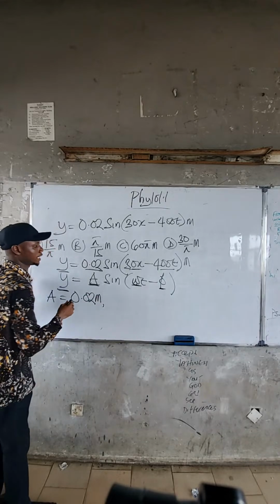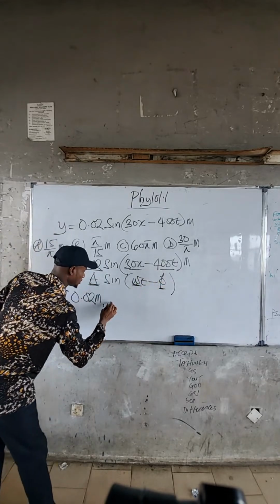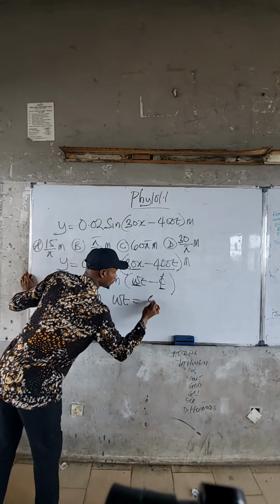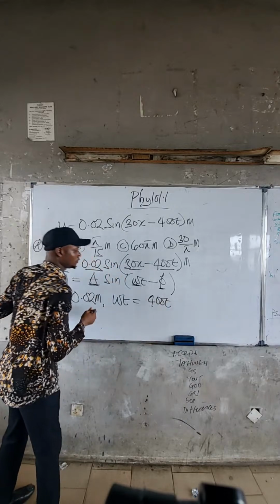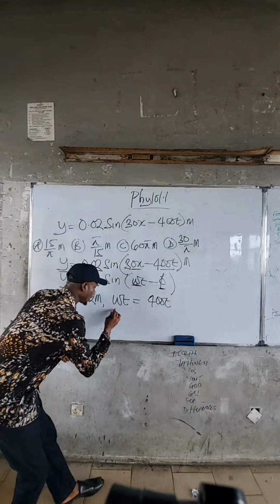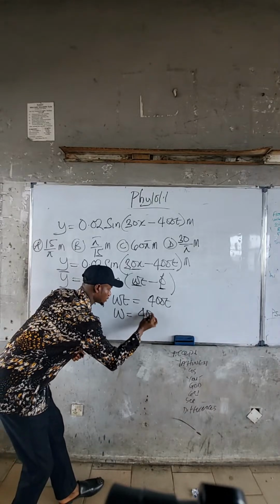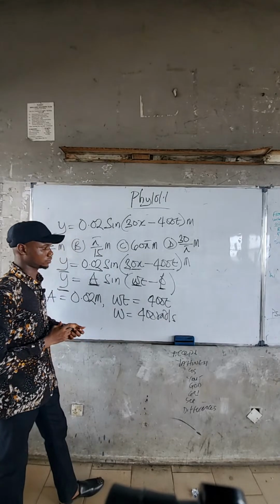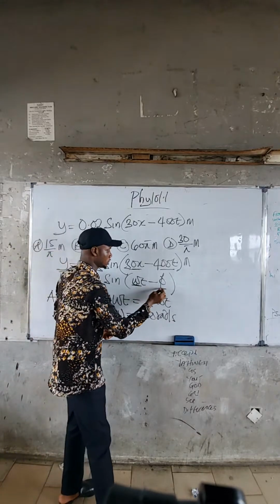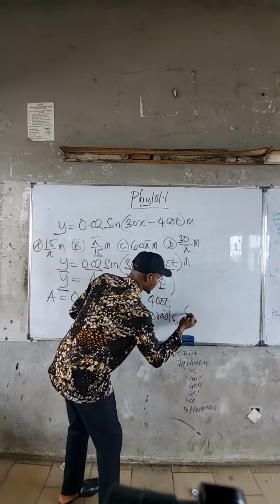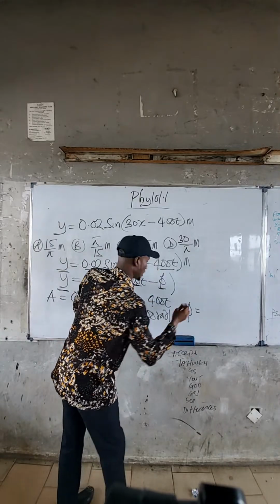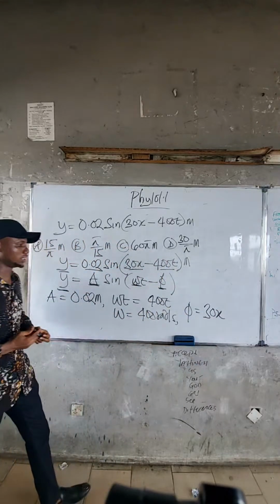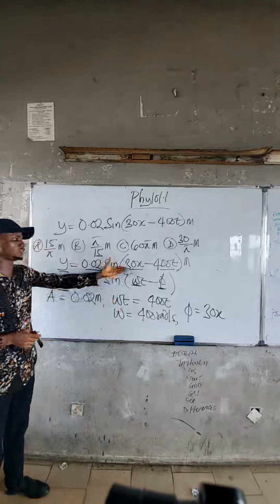Now let's compare. This one goes with this one here. That means omega t is equal to 400t. Now divide both sides by t. I'm going to have omega equal to 400 rad per second. The unit of omega is rad per second. So now let's compare the last one here. This one will go with this one here. So our phi here will be equal to 30. Those are the parameters from the given equation.